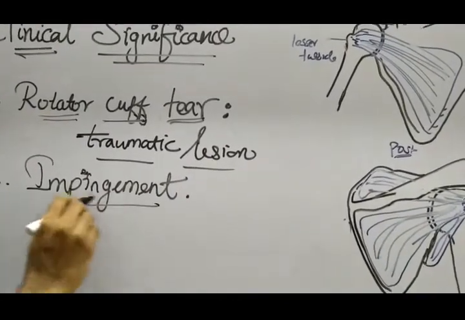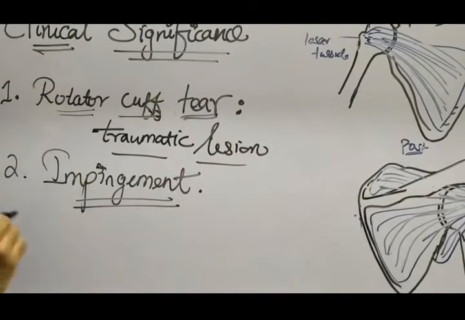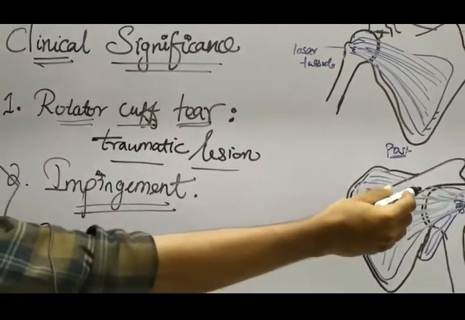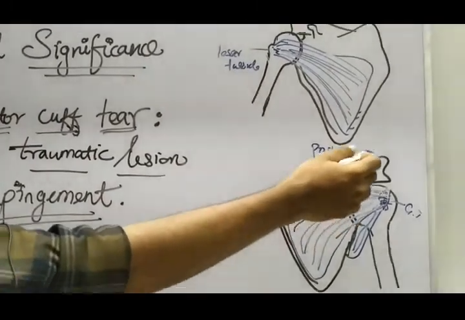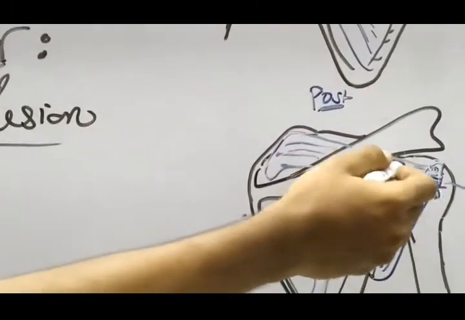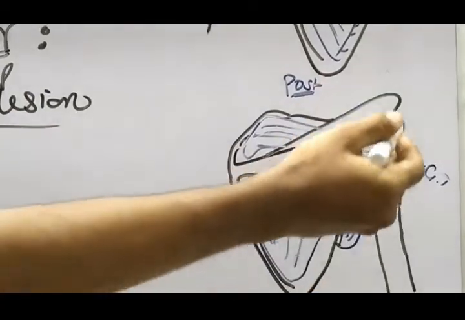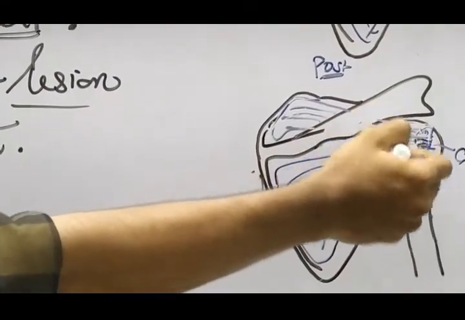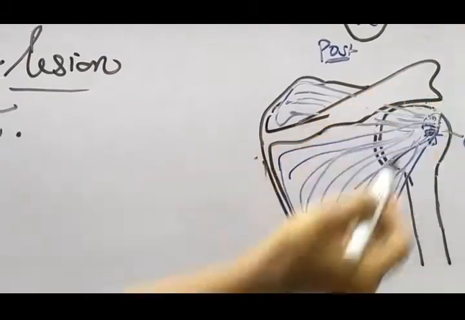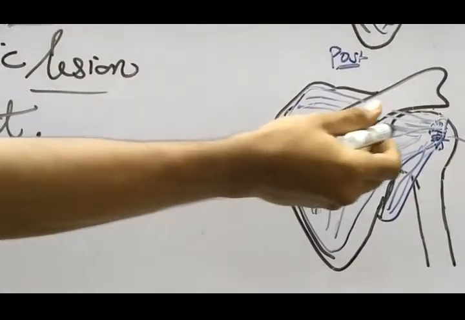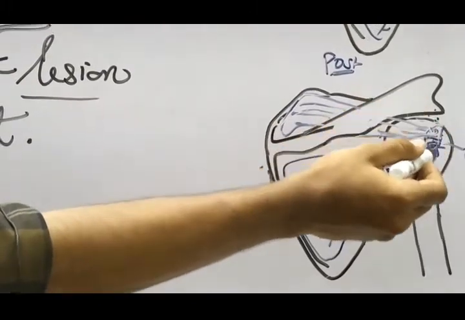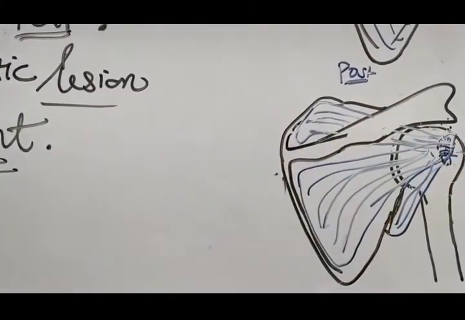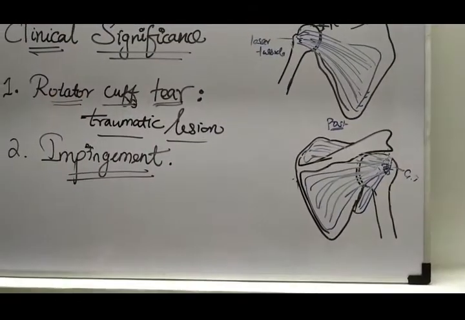Then the next important clinical significance is the impingement. That is, sometimes the acromion or the spine of scapula may be abnormal in some humans. It grows excessively so that it pinches the muscles which are present there, or the bursa which is present above the rotator cuff muscle. So that impingement happens, there is also a clinical problem for the rotator cuff muscle.